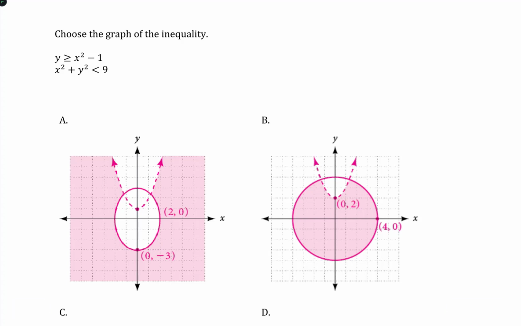Choose the graph of the inequality. And here we have a system of inequalities. We have y is greater than or equal to x squared minus 1. And then we have x squared plus y squared is less than 9.